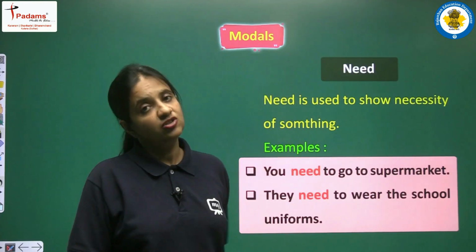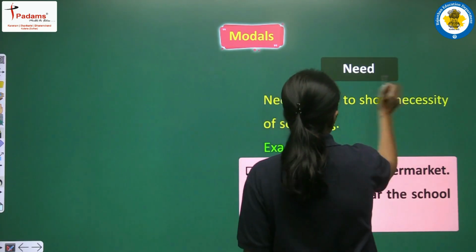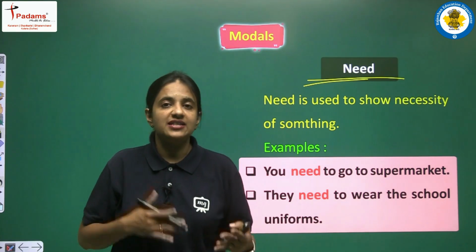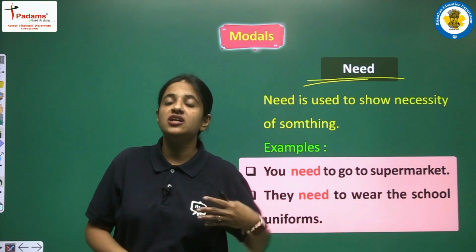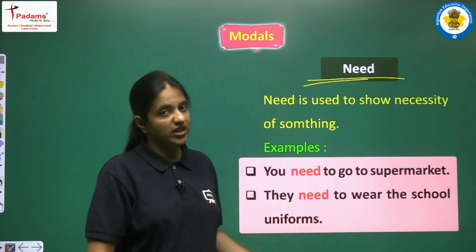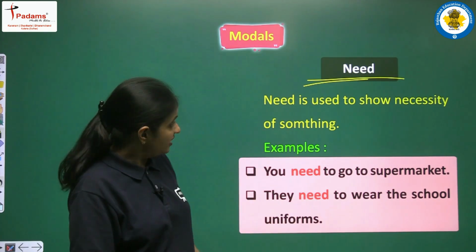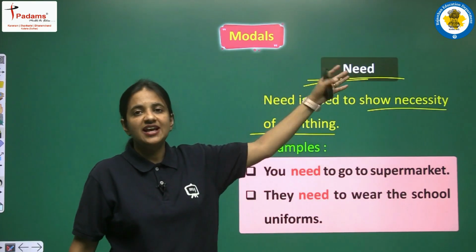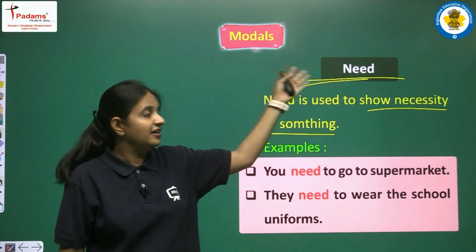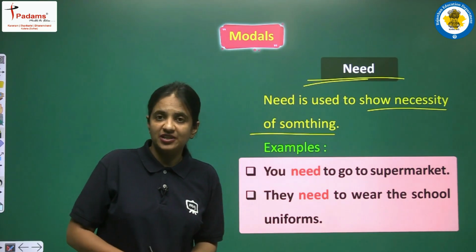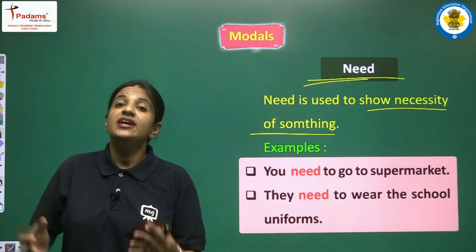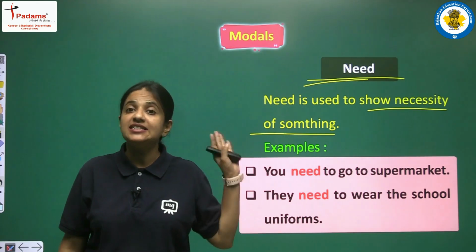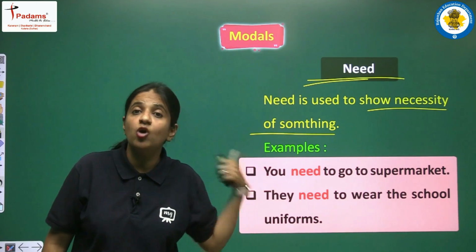This is need. So students, one more important thing I want to clear here about this modal need, is that it is also used as a main verb, and it is also used as a modal auxiliary verb. Okay, so let's read about this modal. Need is used to show necessity of something. As the spelling itself tells us, need shows necessity of something. So whenever we are trying to show necessity, or we can say requirement of something, then we have to use this modal, that is need. So let's see how we can use this modal in a sentence.